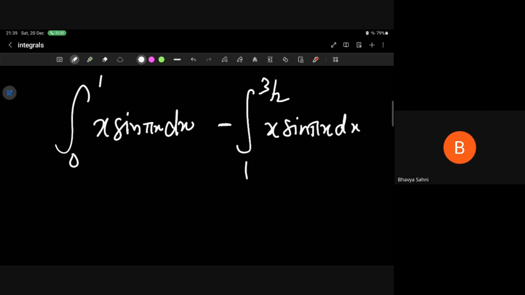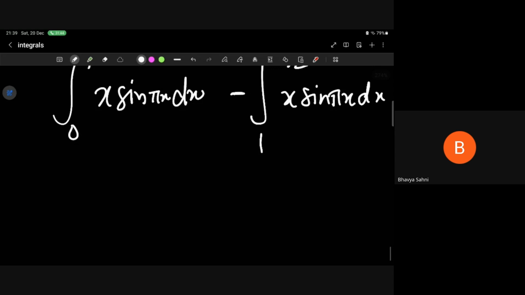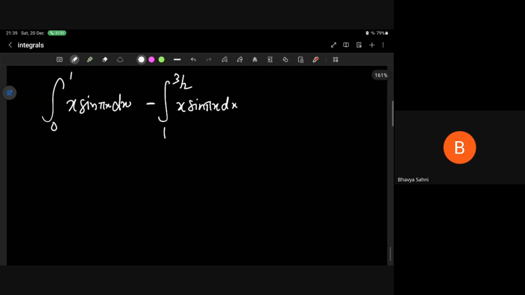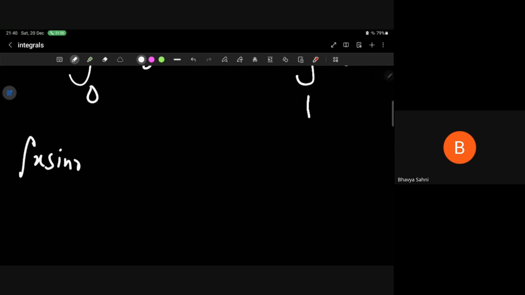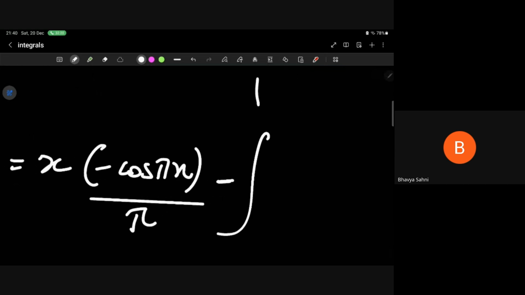Now what can we do? We can apply integration by parts. It is easy to do by parts. Take sin pi x to be common, so we have to find the integral of x sin pi x only. So directly apply on x sin pi x. We keep x as the first function. Integral of sin pi x will be minus cos pi x upon pi, because x is multiplied with pi, minus the integral of the derivative of x, which is 1, times minus cos pi x upon pi dx.